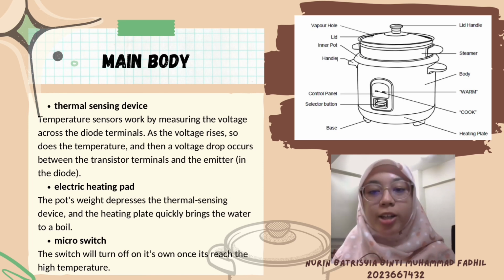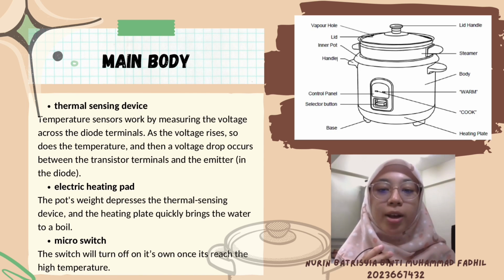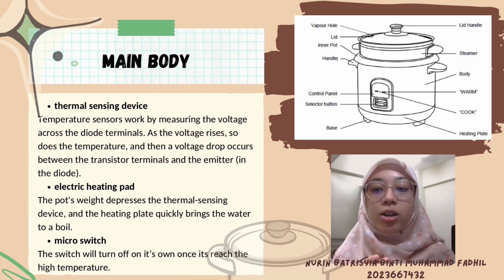What do you require in a main body? First, you have a thermal sensing device. Second, an electric heating pad. And lastly, the micro switch. The thermal sensing device works by measuring the voltage across the diode terminals. As the voltage rises, so does the temperature. And then a voltage drop occurs between the transistor terminals and the emitter in the diode.